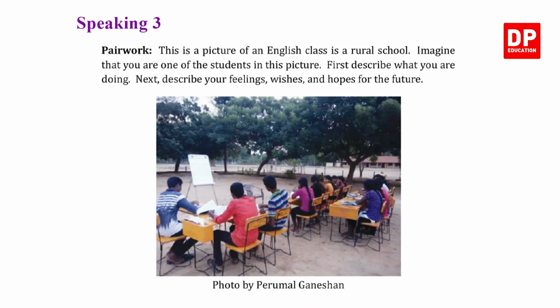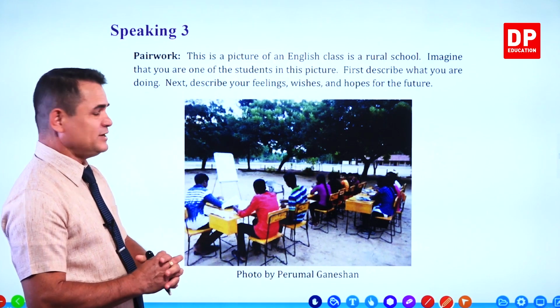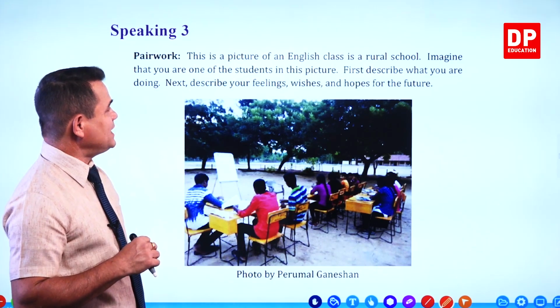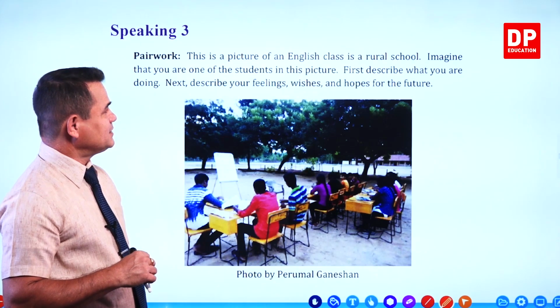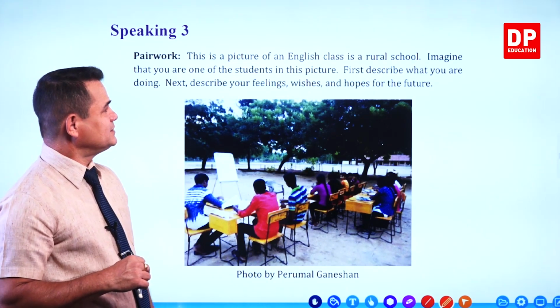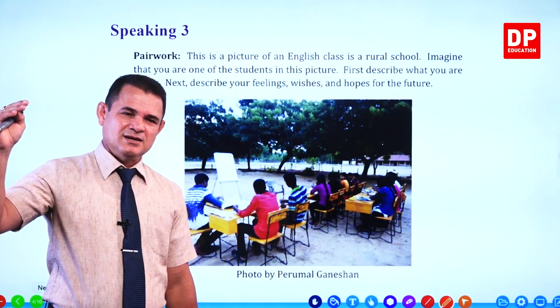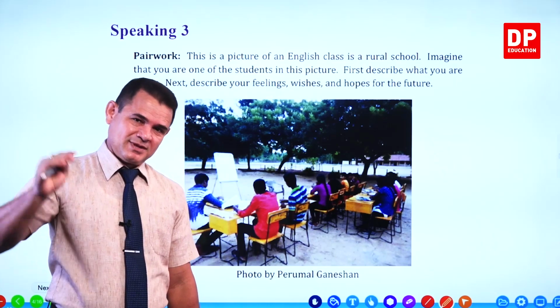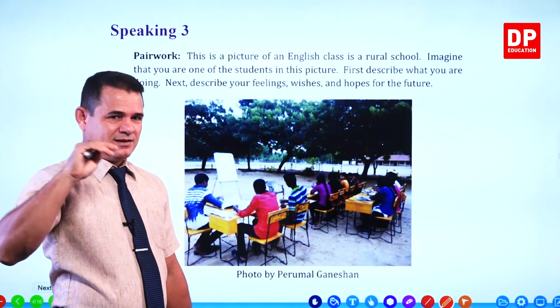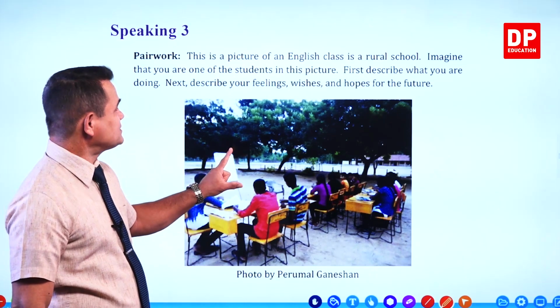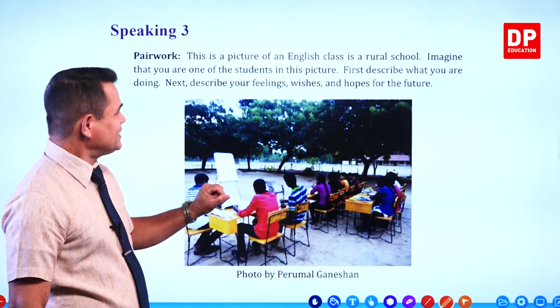Right. Another speaking activity, very interesting one. Let's look at it. Now it is a pair work. This is a picture of an English class. It's a rural school. Rural, not in the town, in the village, right? This is an English class.